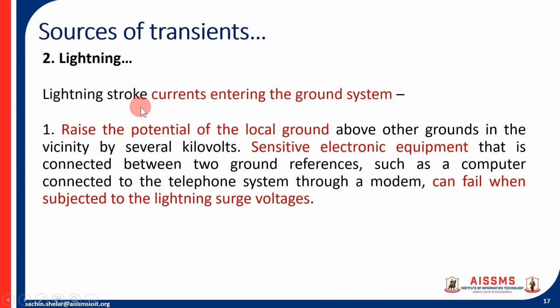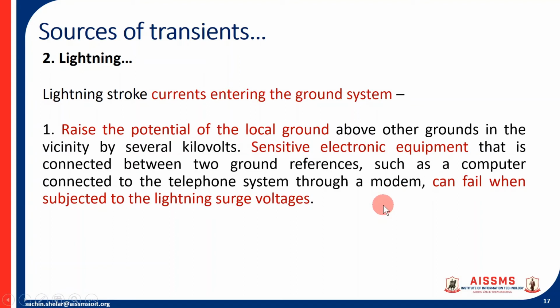Now what happens when lightning stroke currents enter the ground system? It raises the potential of the local ground above the other grounds in the vicinity by several kilovolts, because a lightning strike has a large voltage capacity, and sensitive electronic equipment is connected between two ground references. There are many equipments which have two grounds, such as a computer. The computer is getting supply from one supply which is grounded in one manner, while the same computer is also connected to a modem through the telephone, which is grounded in a different manner. So a single equipment, the computer, has two ground references.